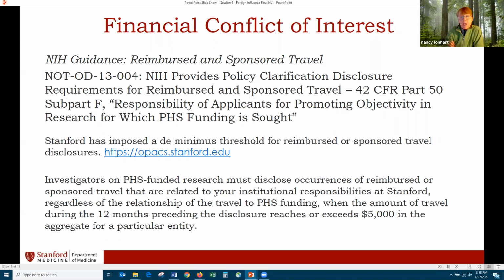Investigators on PHS-funded research must disclose occurrences of reimbursed or sponsored travel that are related to the institutional responsibilities at Stanford, regardless of the relationship of the travel to PHS funding. They put a de minimis threshold on that, and within a 12-month period of time, if your faculty member exceeds $5,000 in travel, they need to disclose that to Barbara Flynn's office. Again, it comes through in OPACs. So your job as a research administrator is just to be able to know about the financial conflicts of commitment and interest, and to be able to point your faculty in the right direction.